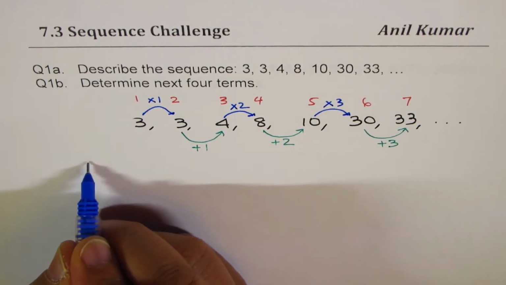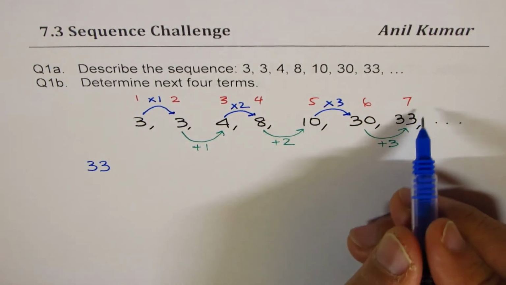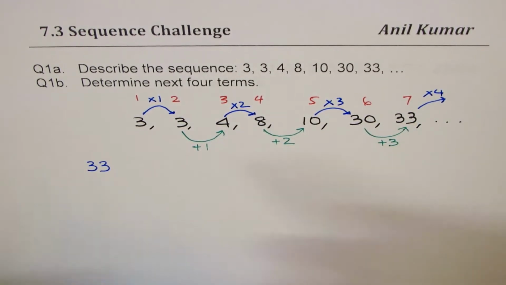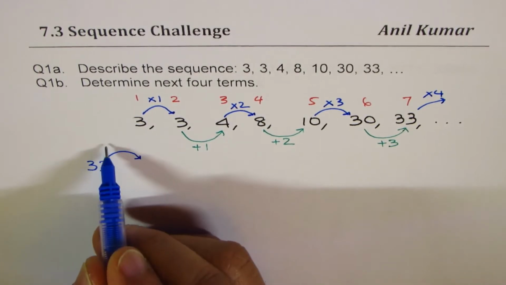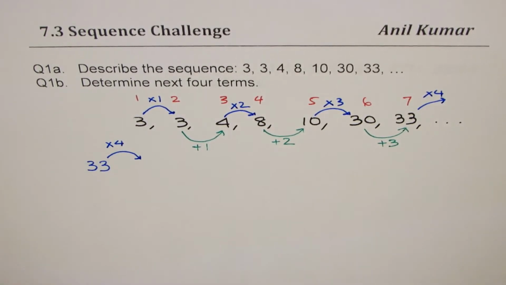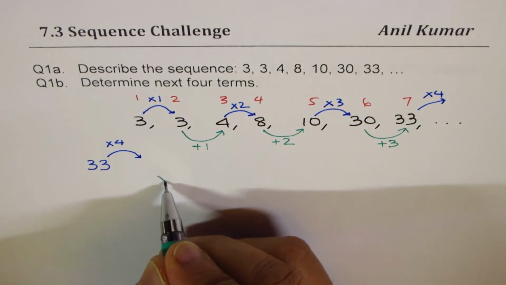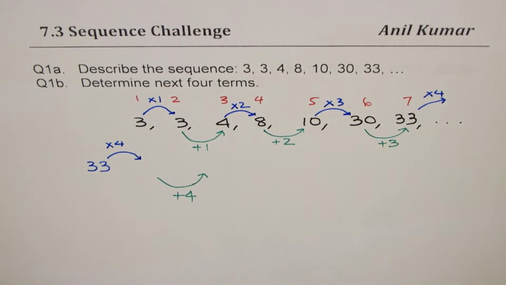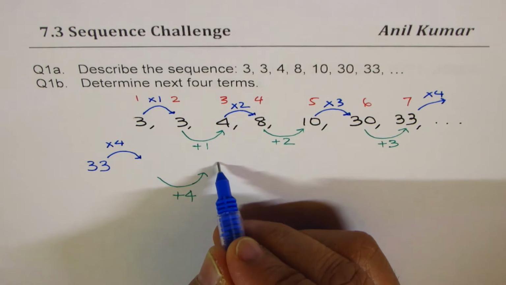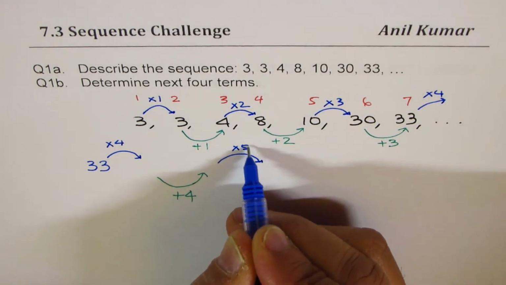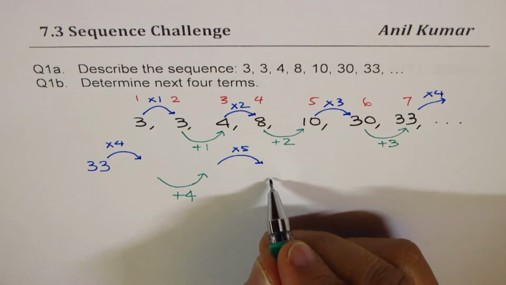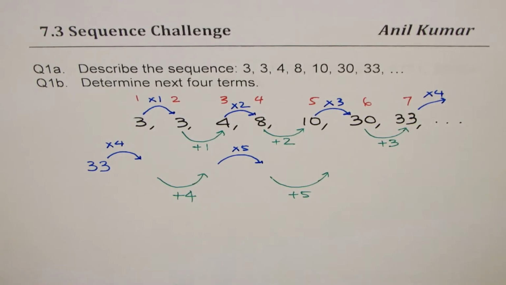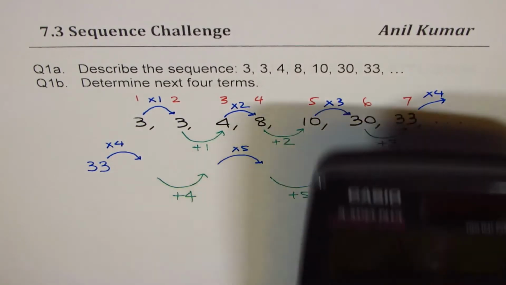So to begin with 33, now it is the term to multiply, right? So we have to multiply by 4 to get the next number, right? So from 33, we should do times 4. And once we have done times 4, then we should add 4. Perfect. That is how our sequence is moving. And then what should we do? We should do times 5. And then we should add 5. Perfect. That makes sense, right? So that is a pattern here.